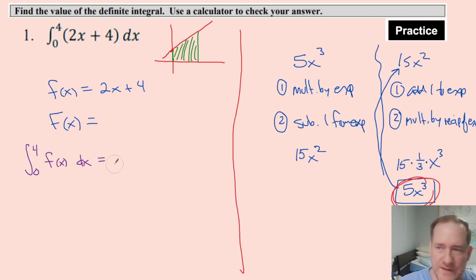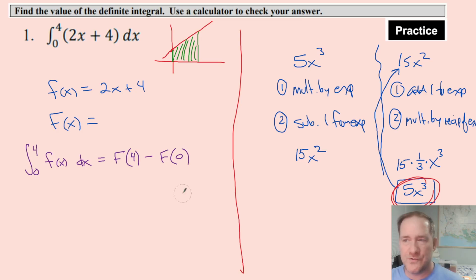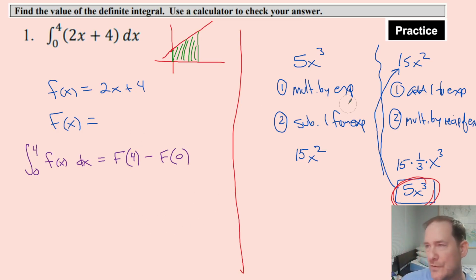But if we were going to calculate this, we would just find our antiderivative f and plug in the 4. Then we would subtract from that the antiderivative of f evaluated at 0. But that's it. You just plug in those numbers, subtract, and the number that you get out is your area. So without further ado, let's do this problem.